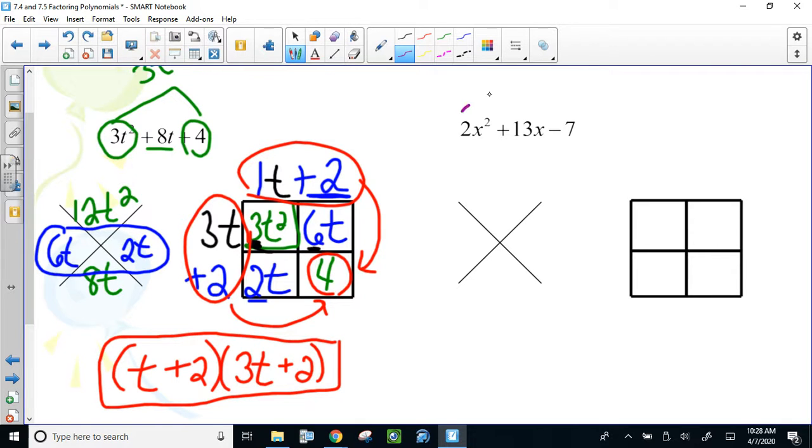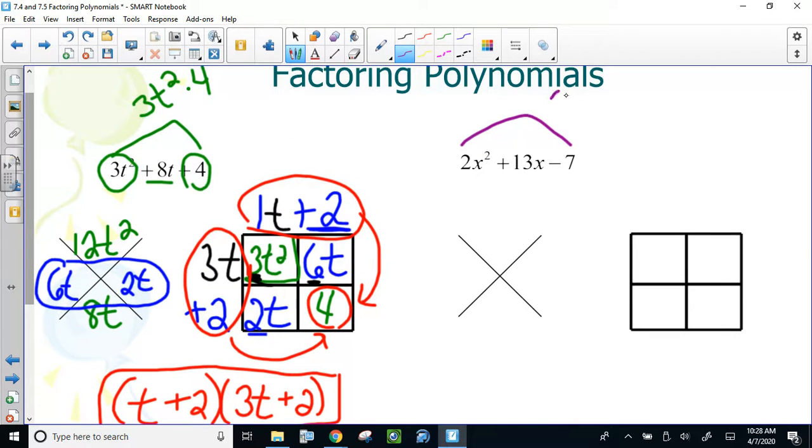So now we've got to make the top of our diamond. We've got to multiply our first term times our last term. So we're going to do 2x squared times our negative 7. So 2 times negative 7, we get negative 14, and we have our x squared. And then the bottom of the diamond is going to be our 13x.